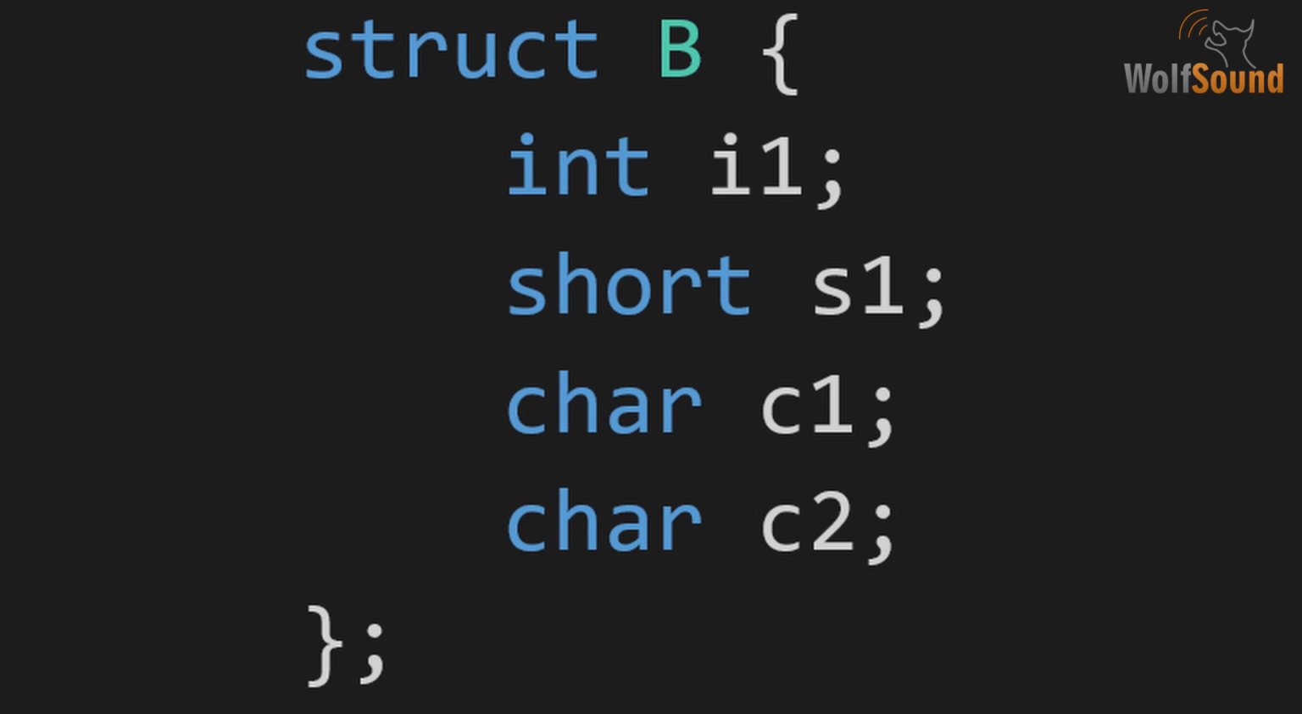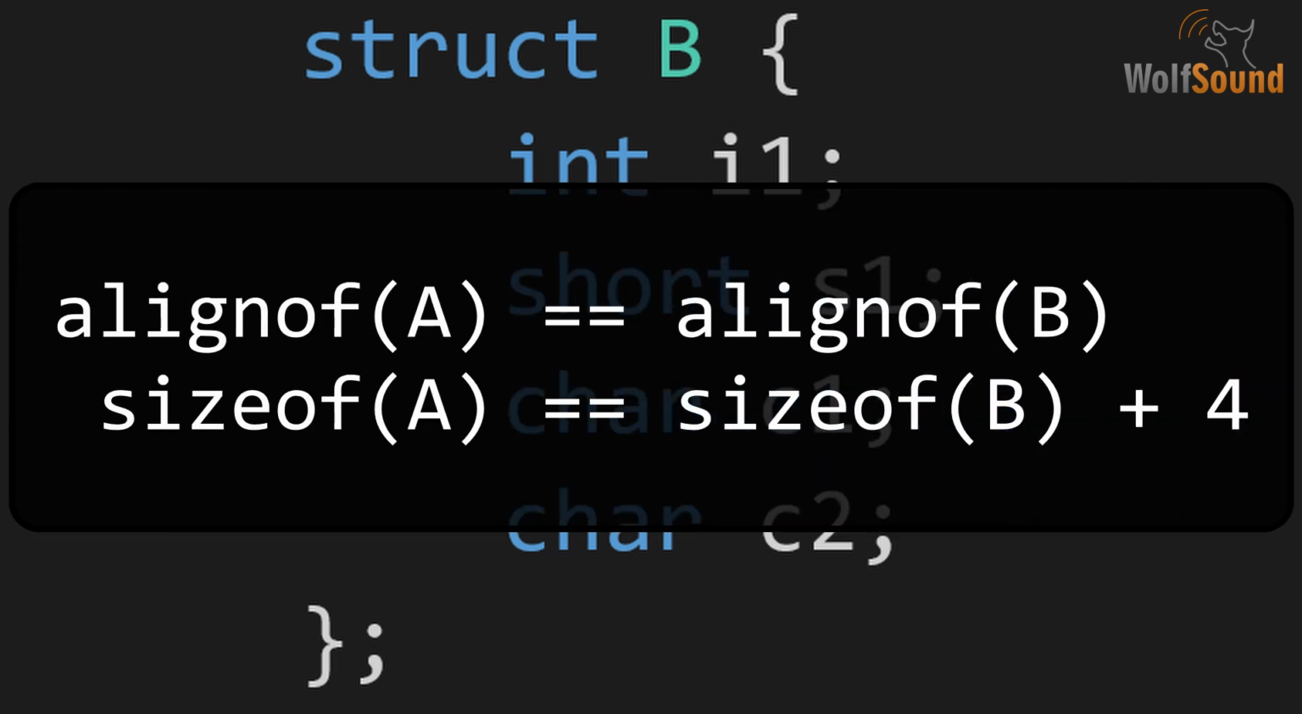However, in this case, we can simply reorder data members of the struct in the following way. First an int, then a short, and then both chars. In struct B, int is at a 4 byte boundary, short at a 2 byte boundary, and of course both chars at 1 byte boundaries.